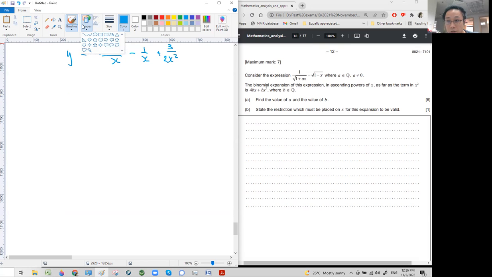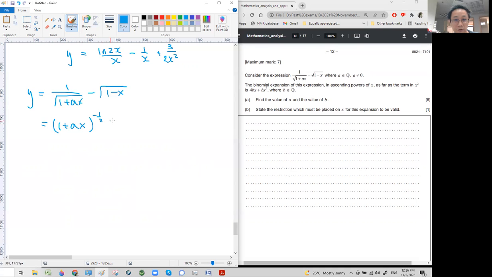Back to this particular question, I'm definitely going to rewrite the thing as 1 plus ax to the negative half minus 1 minus x to the positive half. And they tell you the binomial expansion has no constant term, an x term with a coefficient of 4b, and an x squared term with a coefficient of b, and b is some rational number, most likely a fraction.